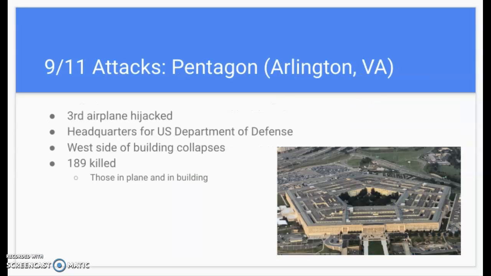Another attack was on the Pentagon. This was done by the 3rd out of the 4 airplanes hijacked. The Pentagon serves as the headquarters of the U.S. Department of Defense, which includes all the military branches. The west side of the building is hit and collapsed. 189 people, including those inside the building and the airplane, die.